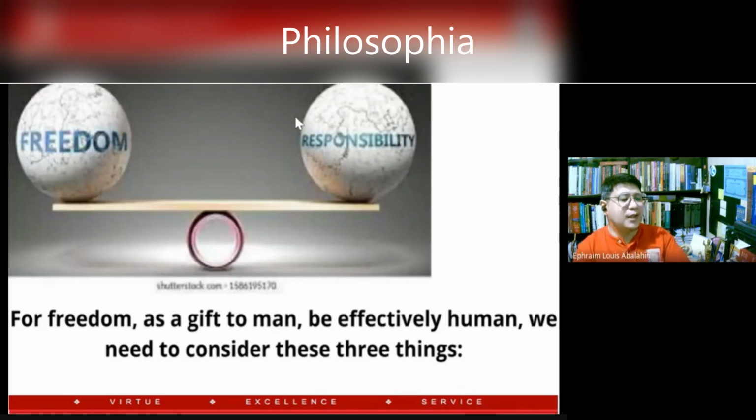Now, for freedom as a gift to the human person to be effectively human, we need to consider these three things. This freedom should bring out the best in us. There are three things that we need to consider.